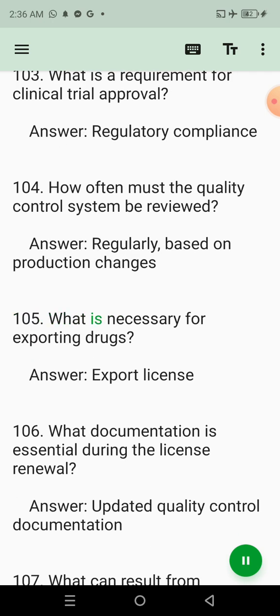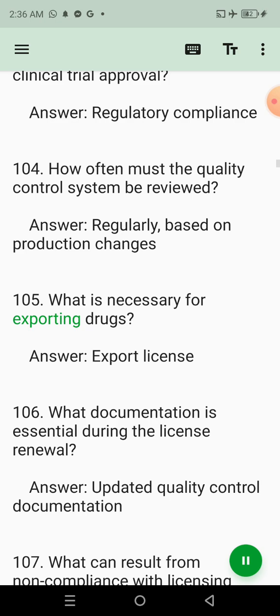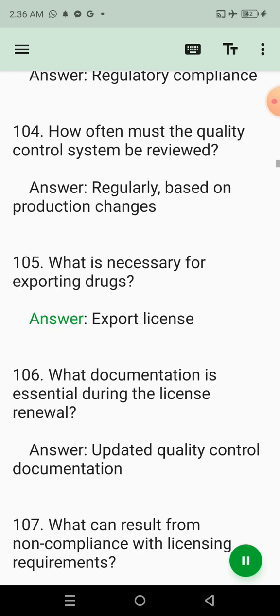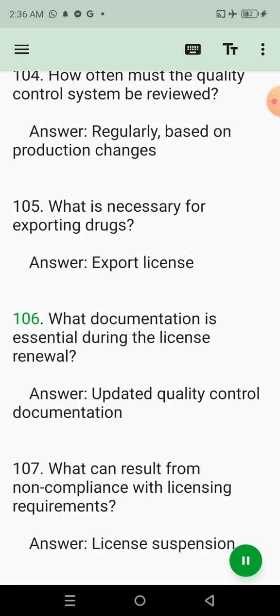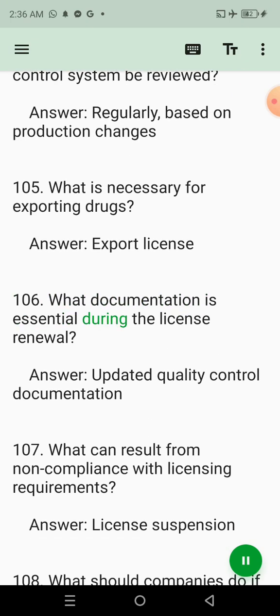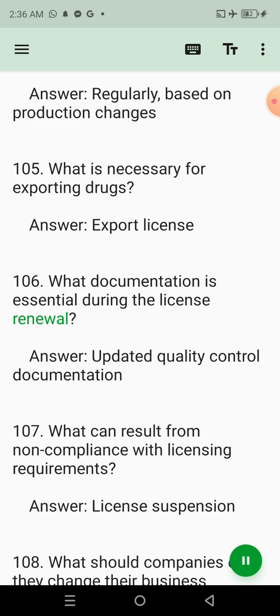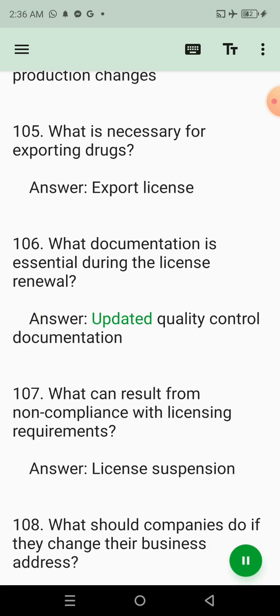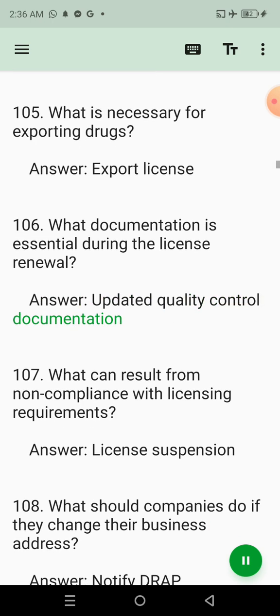105. What is necessary for exporting drugs? Answer: export license. 106. What documentation is essential during the license renewal? Answer: updated quality control documentation.